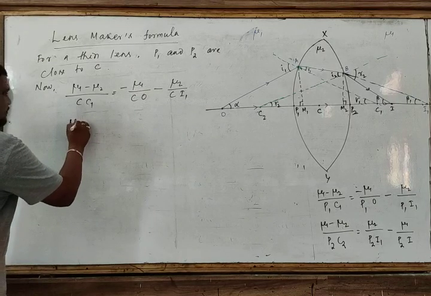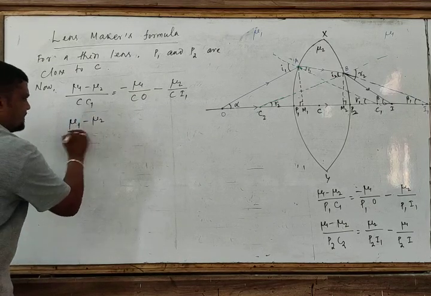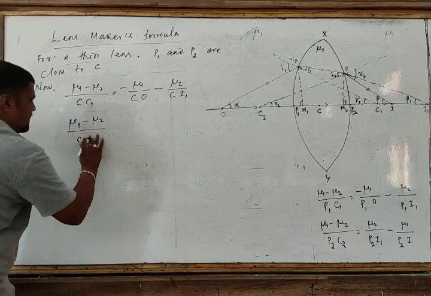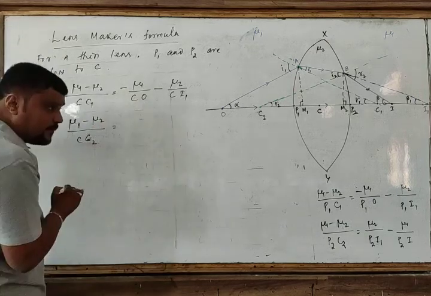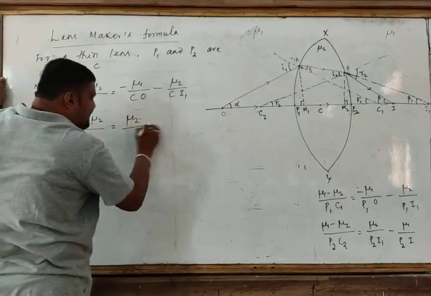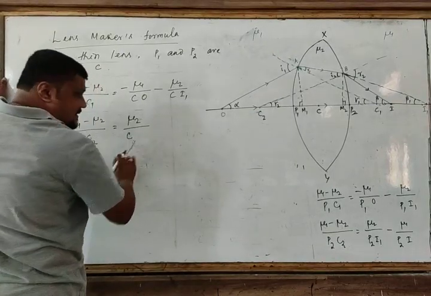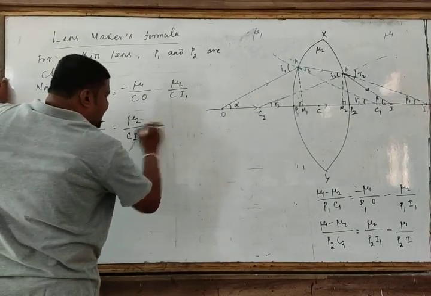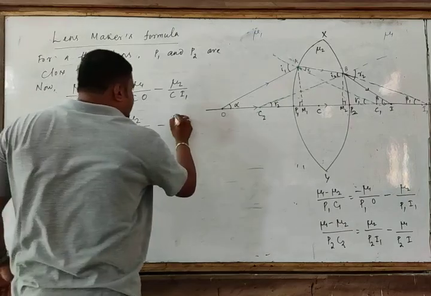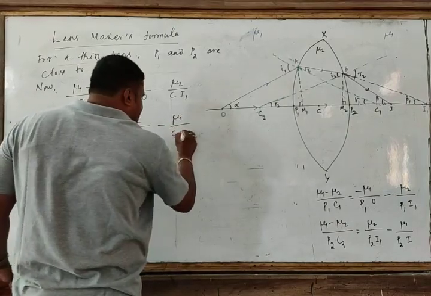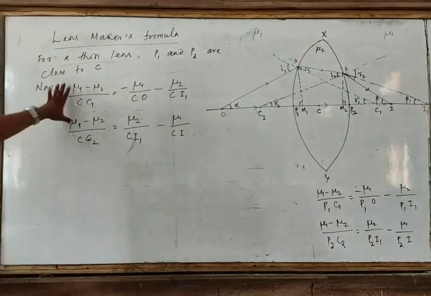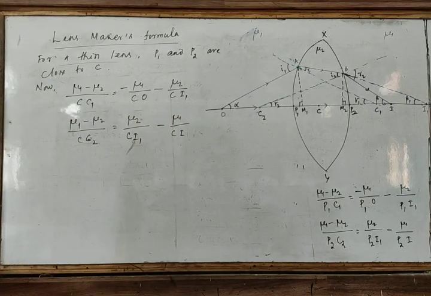Next one: mu1 minus mu2 divided by CC2 is equal to mu2 divided by CI1 minus mu1 divided by CI. I got the two final expressions, right?